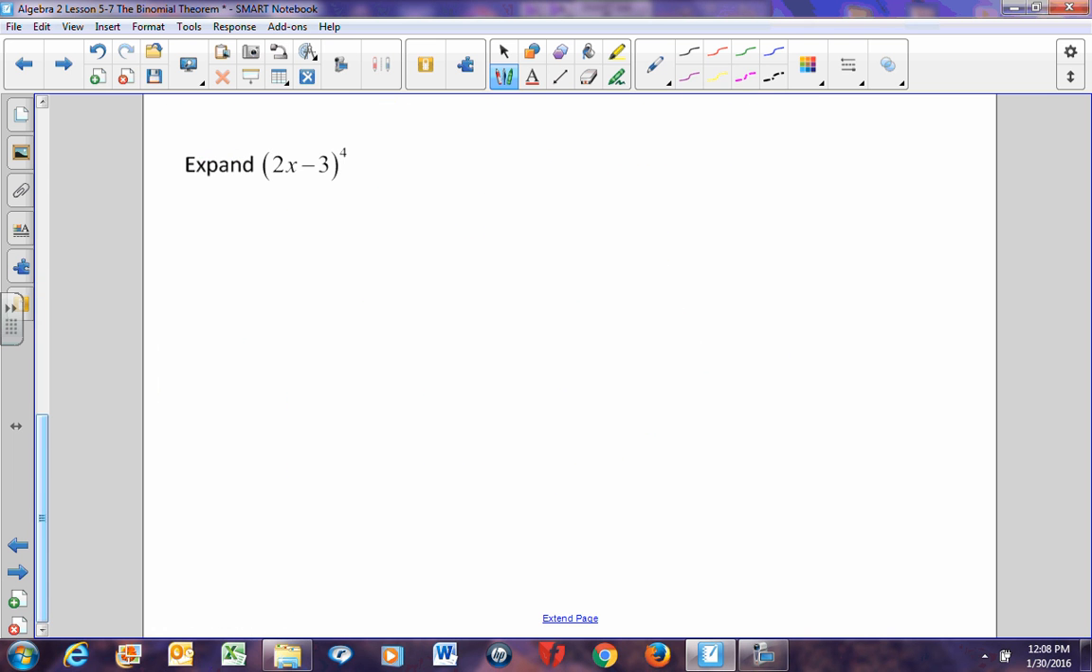we expand 2x minus 3 to the fourth power. Okay, so we're going to use the fourth row of Pascal's triangle. Look back, the fourth row of Pascal's triangle says 1, 4, 6, 4, 1. Okay, and of course, I'm always going to write it out in the regular form first.